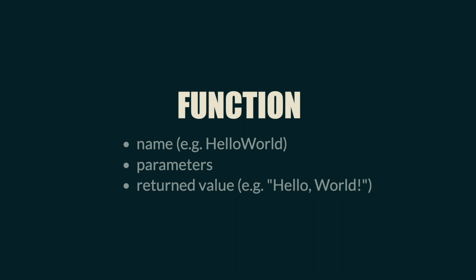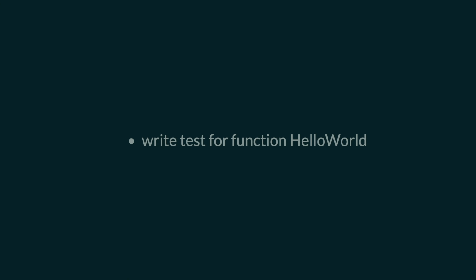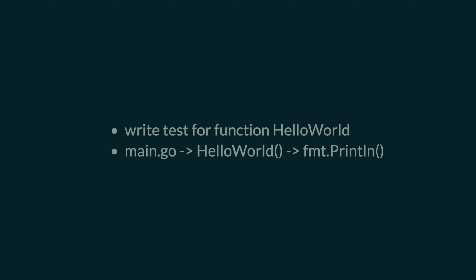Inside the function, you write the code that defines the task or actions it should perform. For the function hello world, we will write a test that checks that the function returns the expected value. And then, in the main file of the program, we will call the function hello world to pass the result of calling this function to the method that prints the string in the terminal. Okay, now let's start to write the function hello world.